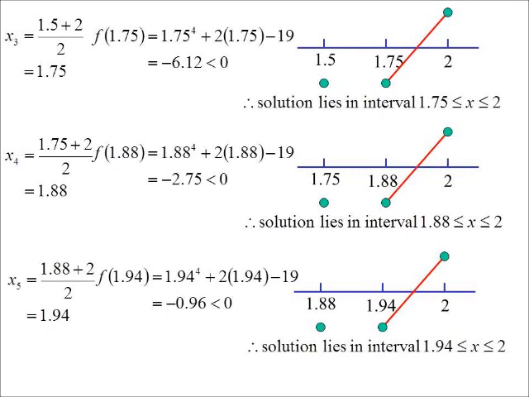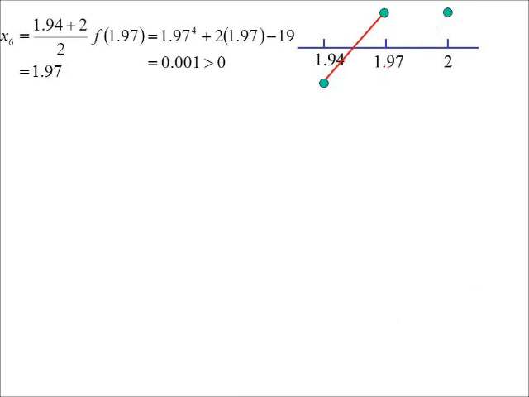Let's do it again. Now, this is sounding real tedious, but of course, in reality, we can use spreadsheets and things like that, and it does it very quick. Between 1.94 and 2, we got 1.97. Ooh.